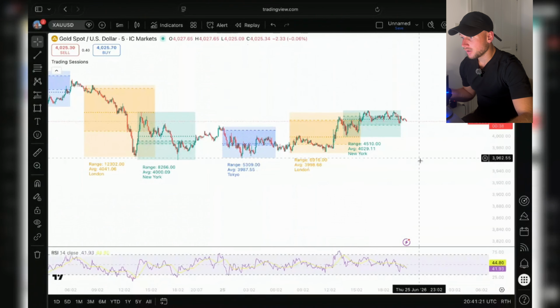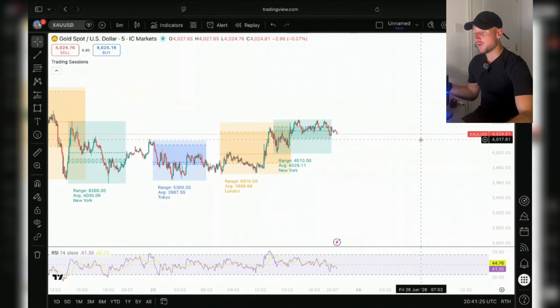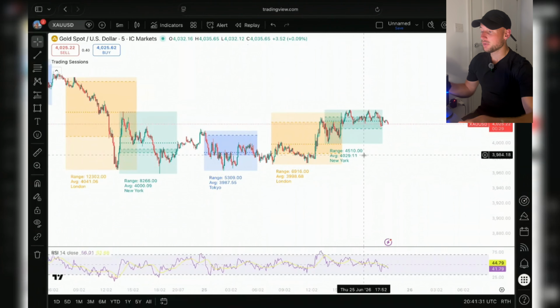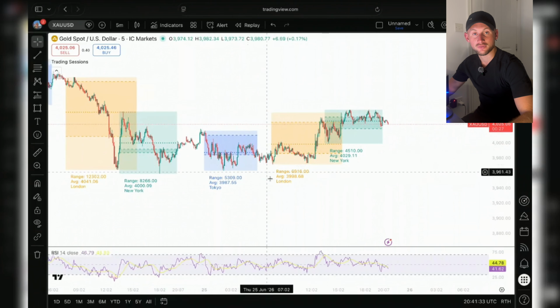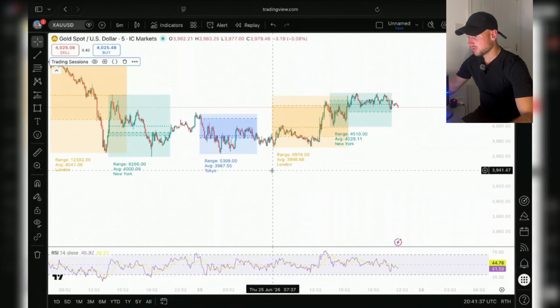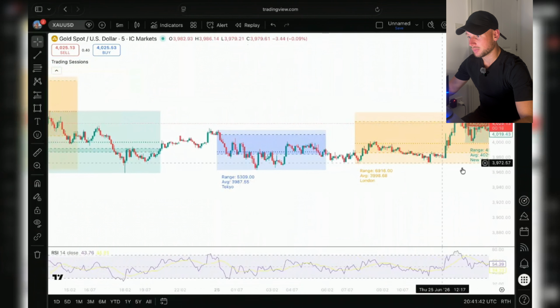Now, the first thing that I like to do when I come on is I always look at the previous session first. So for example, I trade during UK hours, so I always look at the Asia session first before making a decision on what price might be doing. So we're going to dive straight into the analysis. I'm going to tell you exactly what it is and show you exactly what it is that I do.